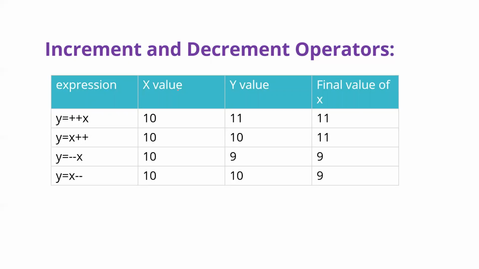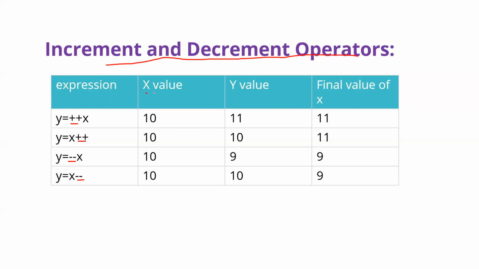Observe the increment and the decrement operators. The increment and decrement operators are of two types: pre-increment, pre-decrement, post-increment and post-decrement. If we use the plus plus or minus minus before a variable, we call it pre-increment or pre-decrement. If we use the plus plus or minus minus after the variable, then we call it post-increment or post-decrement. Observe the result when you apply the increment and decrement operators.